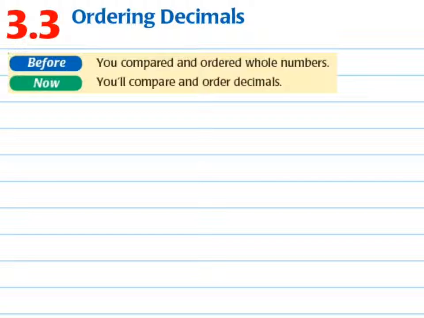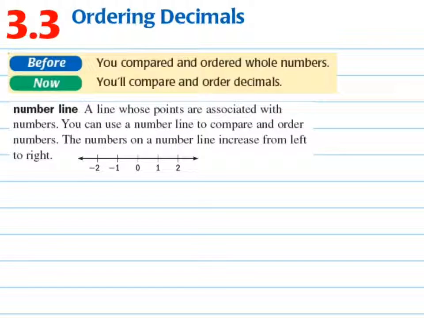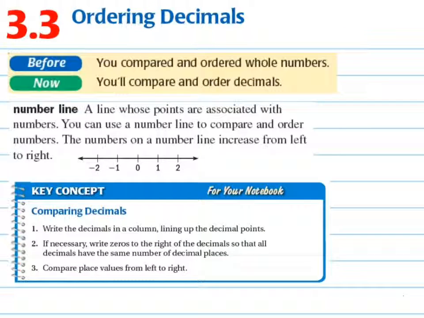Now, to help us out, let's do our definition of a number line. This is our vocabulary for the day. A number line is a line whose points are associated with numbers. You can use a number line to compare and order numbers. The numbers on a number line increase from left to right. Here's a little example of a number line, and we're going to show that today on some of the questions.